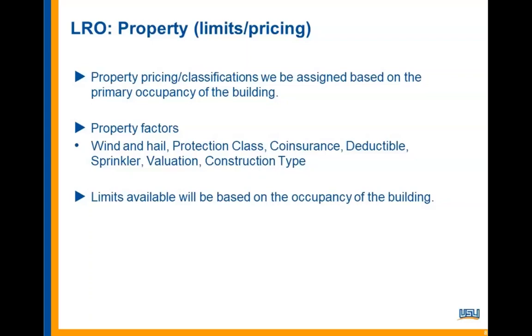In addition, limits are going to be available based on the occupancy of the building. So in that example I gave you, if it's an auto repair shop, we'll go up to $3 million. And if it's an office building, we'll go up to $5 million.